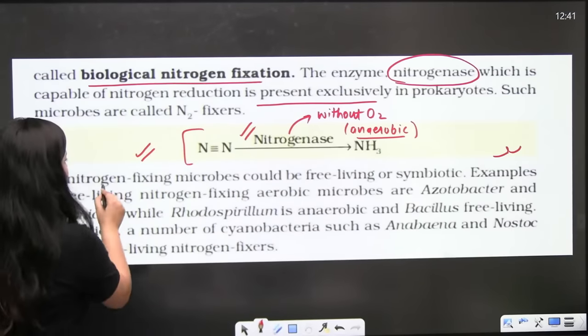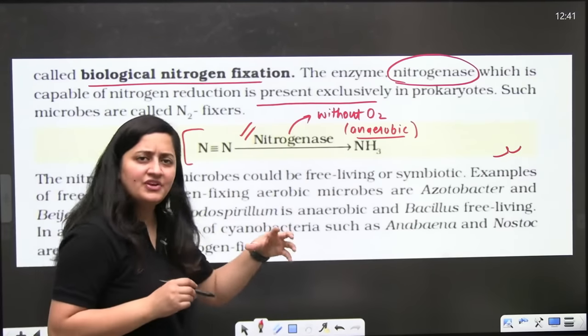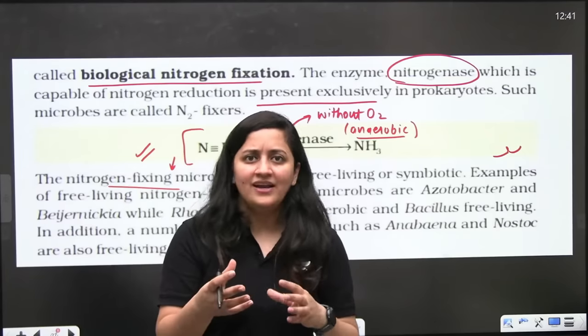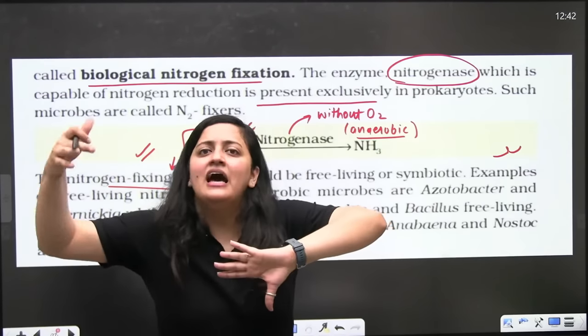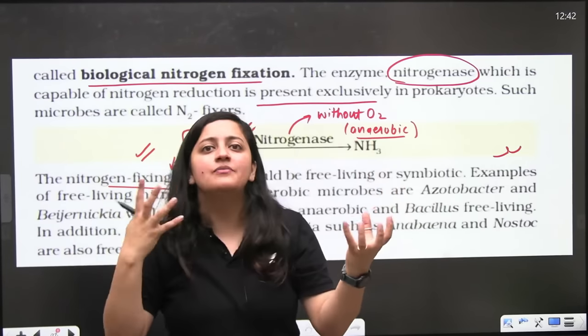Right, bachche? So, when you talk about the nitrogen fixing microbe, it could be free living or symbiotic. Free living, which are there in the soil only, right? They are not associated with any other organism. But when it is the symbiotic relationship, one is dependent on another.